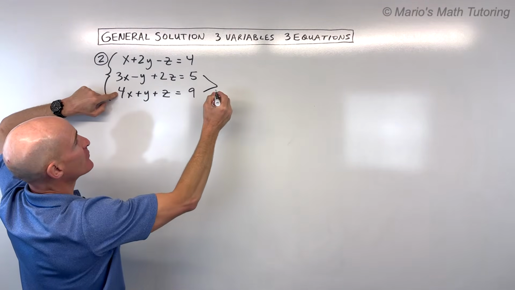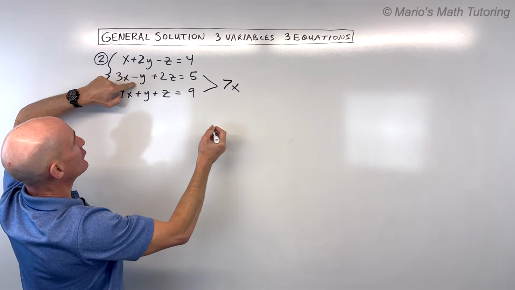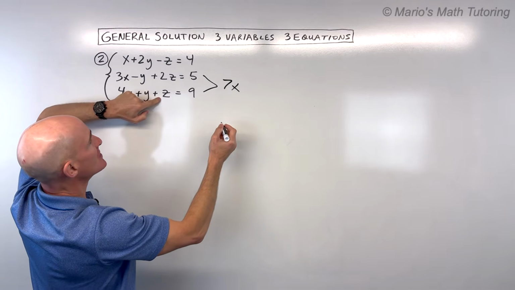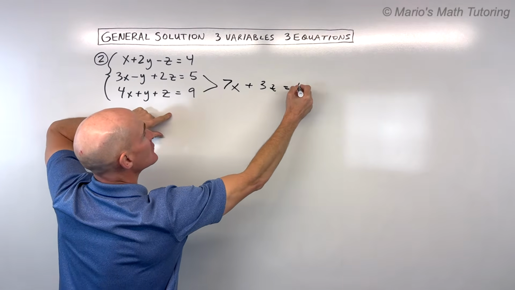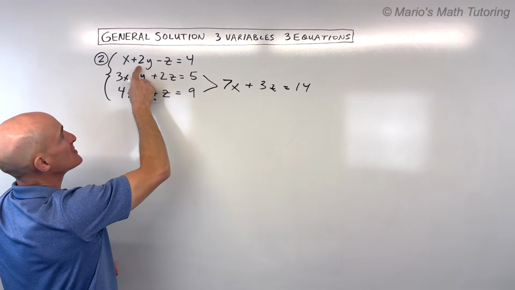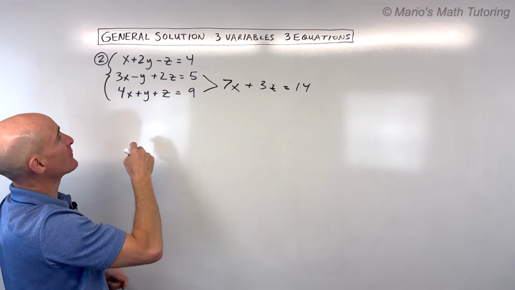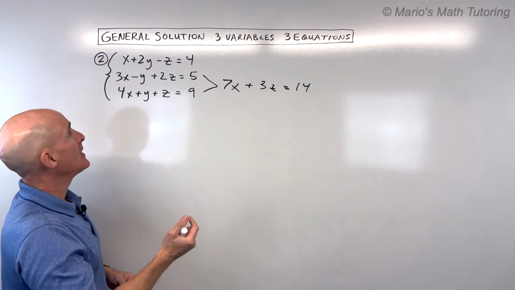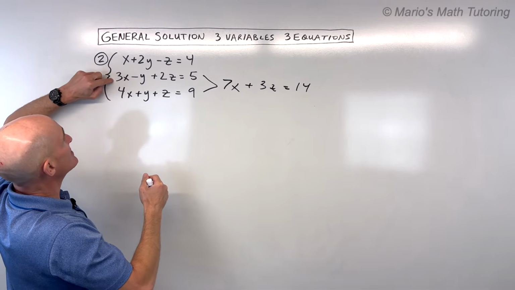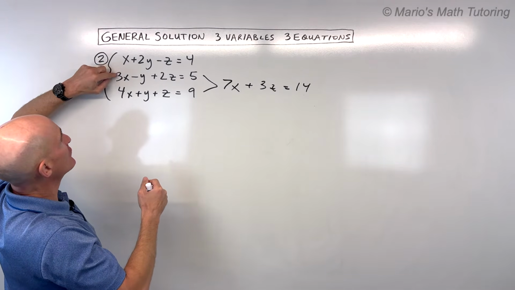So 3x plus 4x gives us 7x, negative y plus 1y is 0, 2z plus 1z is 3z, and 5 plus 9 is 14. Now, since I didn't use that first equation, I have to use that first equation and I have to stick with that variable that I chose to eliminate, which is y. And I'm going to combine the first and the second. I could do the first and the third, but I'm going to do the first and the second.